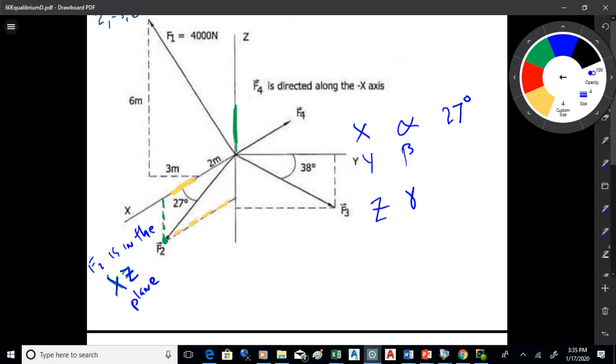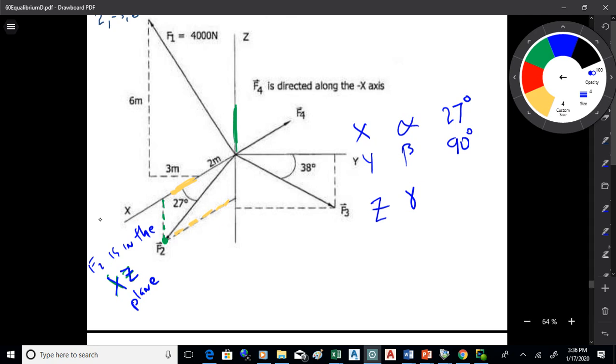Now beta is based on the y-axis, which is normal to the XZ plane. So if that vector is in the XZ plane, it's going to make a 90-degree angle with the y-axis. You just think of that plane as being like a wall. The y-axis is normal to the wall. It doesn't matter where that vector is on the wall, it's normal to the y-axis. So that's a 90-degree angle.